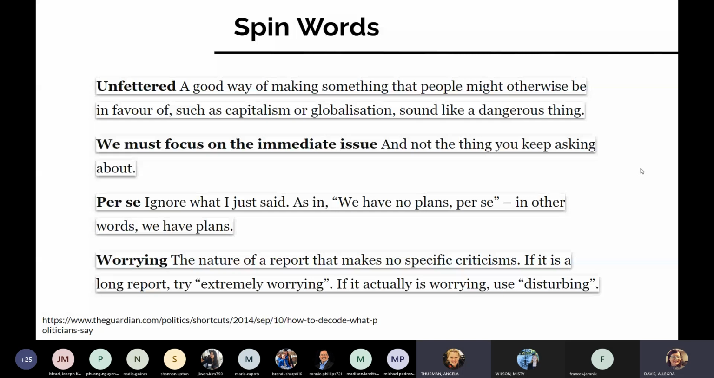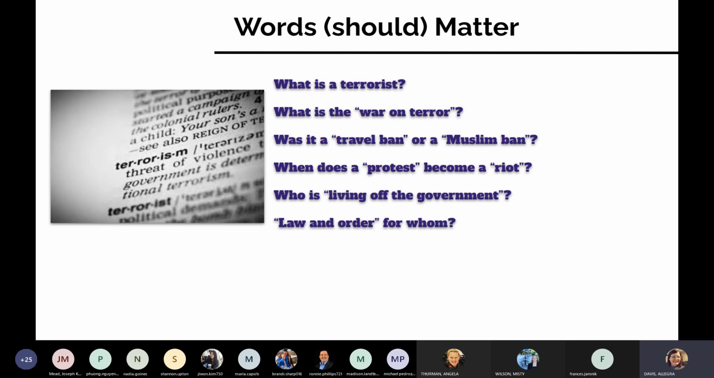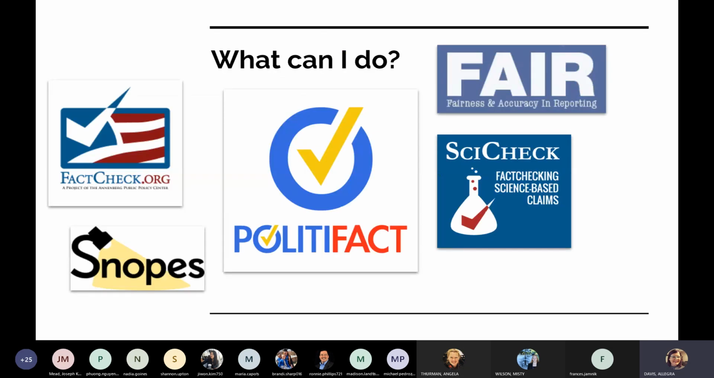And spin is a different thing, and we're not going to get too far into spin, but spin is something happened, and it's just like what you were talking about with the jobs report, right? Something happens, and the way I say it, the way I phrase it, the way I spin it makes it sound more dangerous, less dangerous, makes me sound more capable, or makes you sound less capable. And it's all the same information. And so that's why it's very important to get to the facts and not the packaging, right?